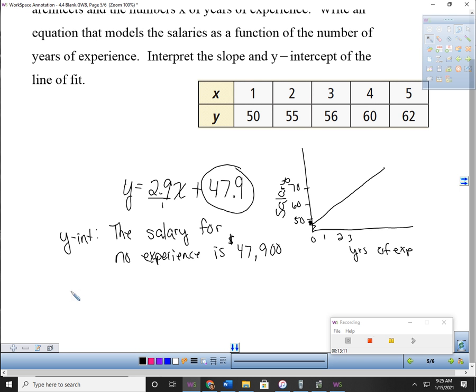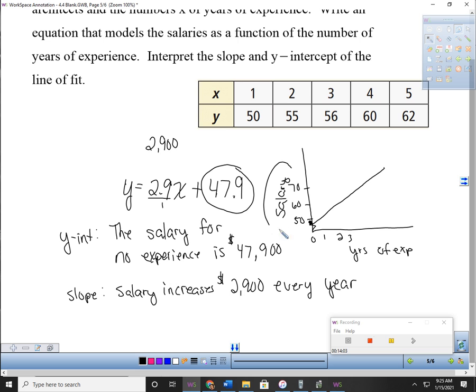Okay, so let's talk about the slope. The slope is 2.9. Now in money, what would that represent? $2,900, right? So what's happening with the salary every year? It goes up $2,900 every year, right? So you could say salary increases $2,900 every year. Remember, when you think about this, this is going to be money for this many years, right? Every single year. Money per year. Y'all got me on this? Okay.